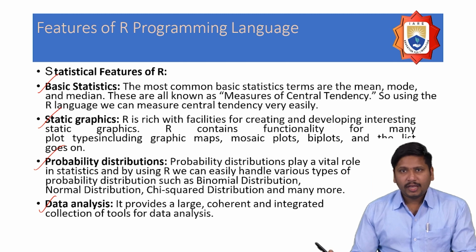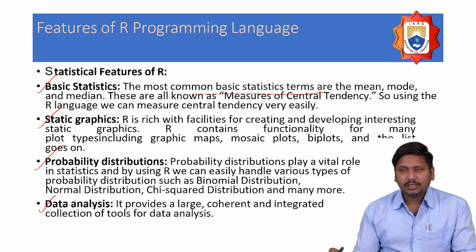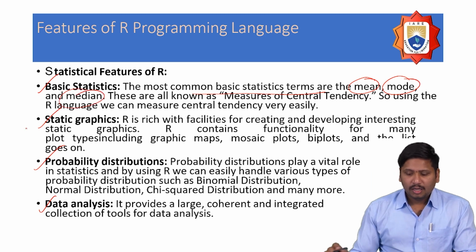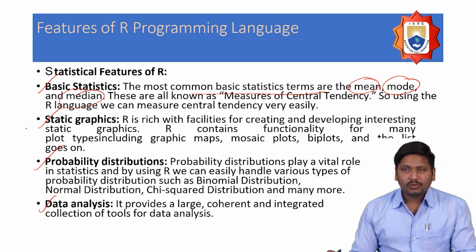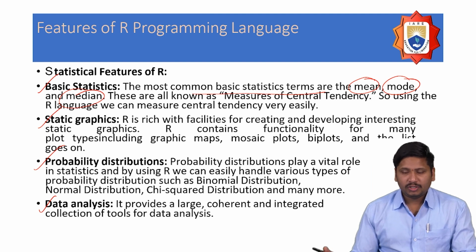If I take basic statistics, some of the most common ones will be mean, mode, and median. These are the measures we already know as measures of central tendency. Using R, we are able to measure this central tendency very easily.